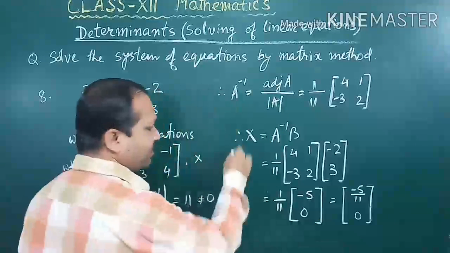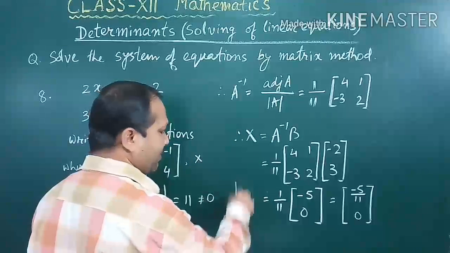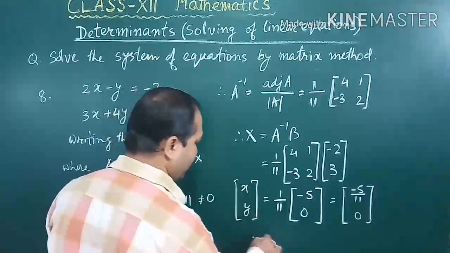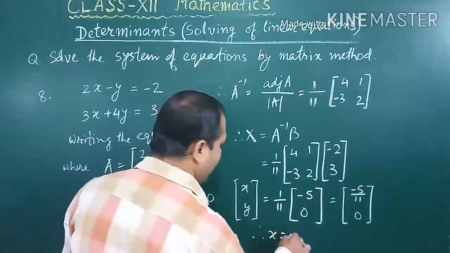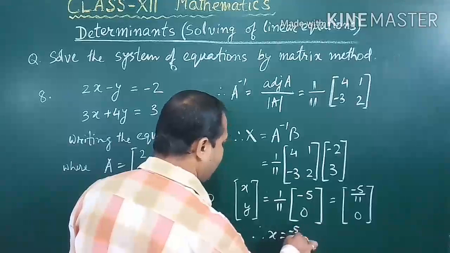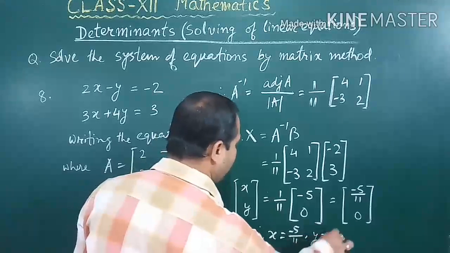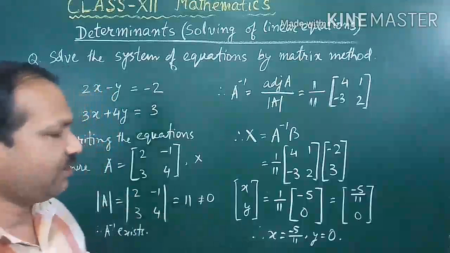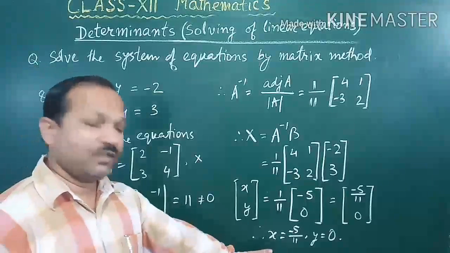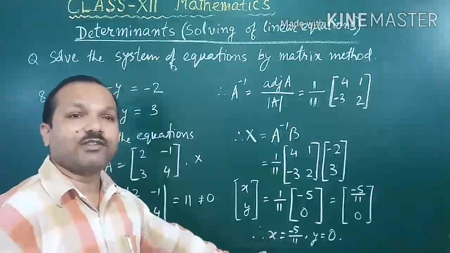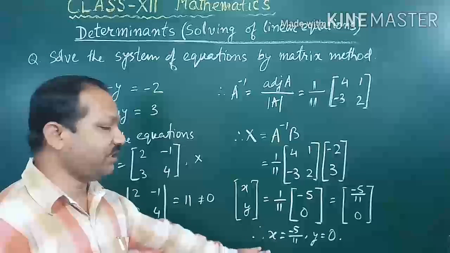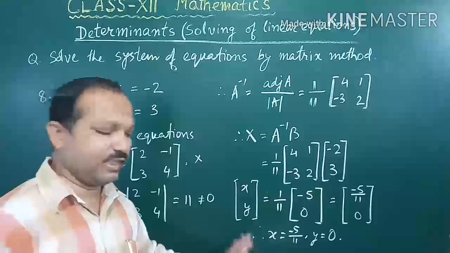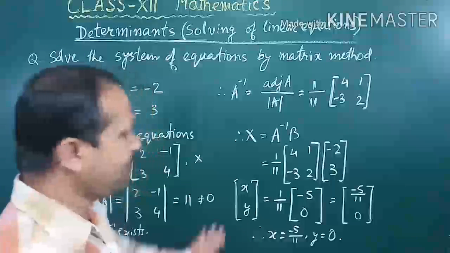Therefore x means nothing but it is xy only. Therefore x is equal to minus 5 by 11 and y is equal to 0. So this is the unique solution. Okay. So in our syllabus only unique solution is there. Inconsistency, that type of questions will not be there. Having unique solution only it is there. So like that questions you can do more.